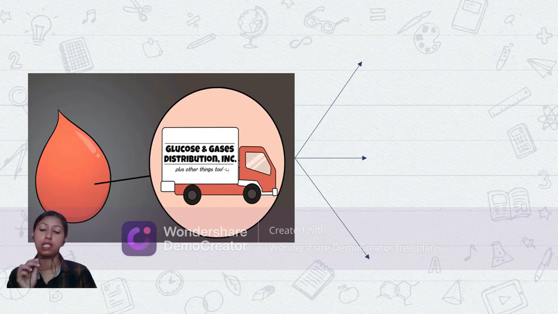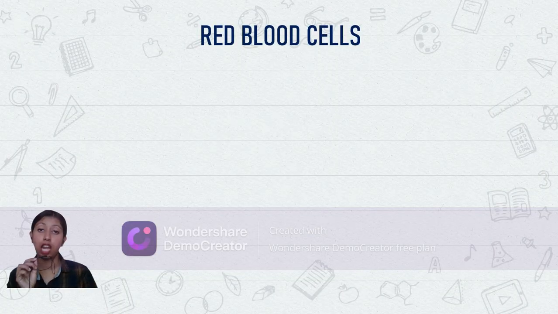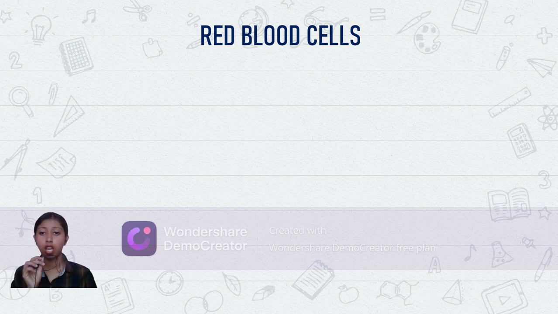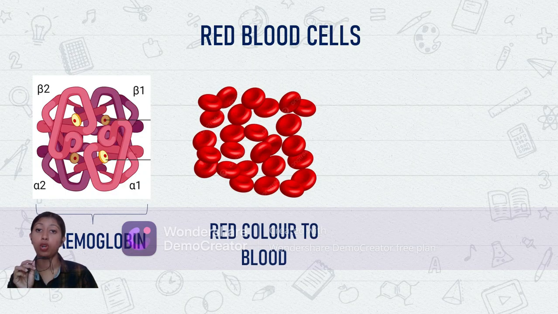If we take blood, it is divided into different components. Blood will be having RBC, WBC, platelets, and apart from that, almost 55% of blood is made up of plasma. But in today's class, we are only concerned about RBC, that is red blood cells. Red blood cells contain a pigment called hemoglobin. And RBC is red in color, and this red coloration is given by the hemoglobin pigment.